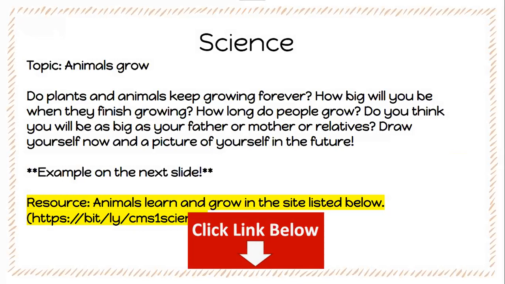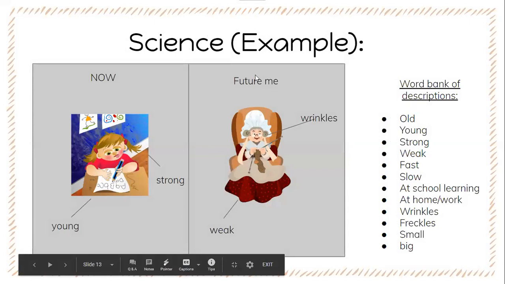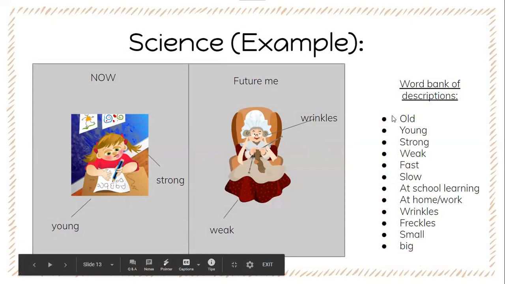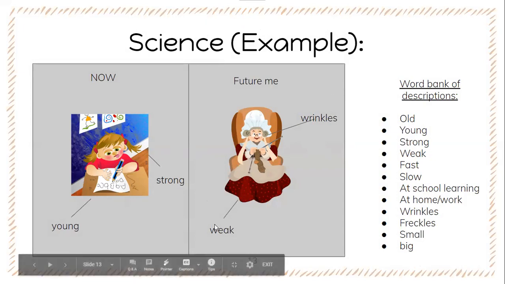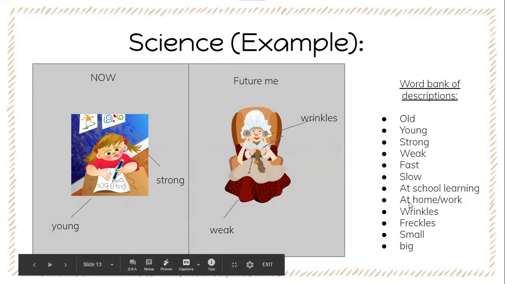There's also a link that you can follow to help you if you would like to. Here's an example. You have a piece of paper, just divide it in two. I'm not a very good drawer, so I did clip art, but this is a picture of me as a little kid and then the future me. And this is a word bank that you can use to describe yourself, all these different adjectives. So the now me, I'm young and strong. And in the future me, look, I'm a little older. I have some wrinkles. I'm weak. So this is a word bank of descriptions you can use to describe yourself now and in the future.